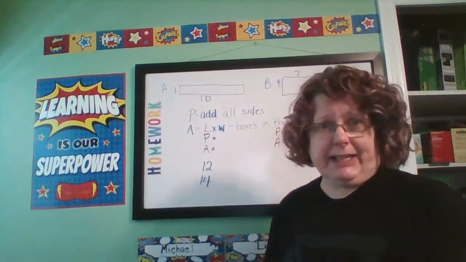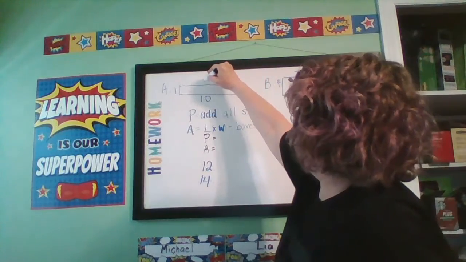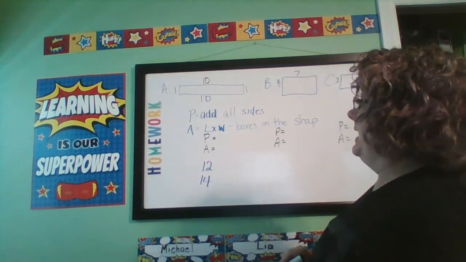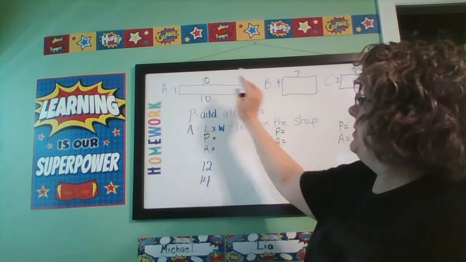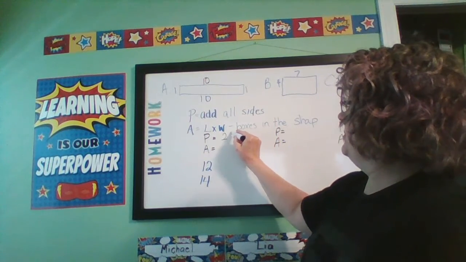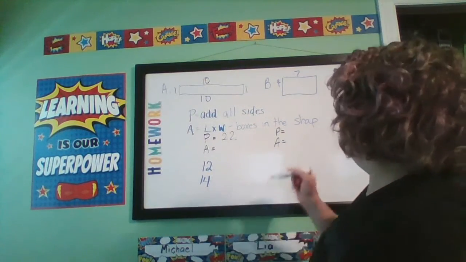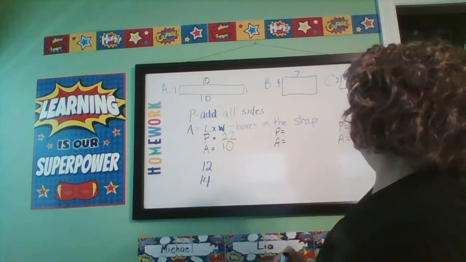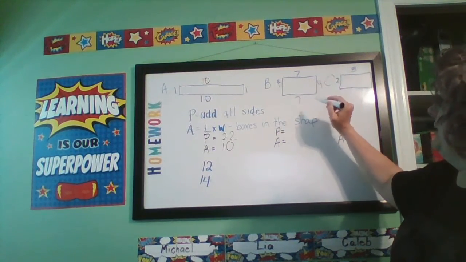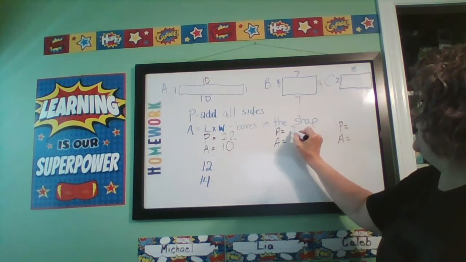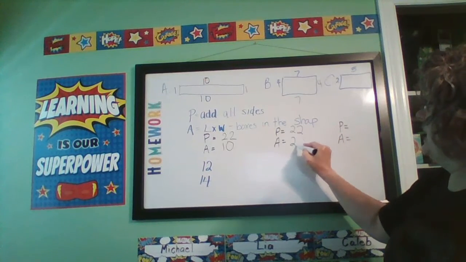So we know for a rectangle that the opposite sides are going to be the same length. So I can fill in the missing numbers here, and then I'm going to add. So for this shape, it would be 10 plus 10 is 20, plus 1 is 21, plus another 1 is 22. Our perimeter would be 22. Our area, length times width, 10 times 1, which is 10. For this one, our perimeter, we have 4 plus 7 plus 4 plus 7, which would be 22. And our area would be 4 times 7, which is 28.